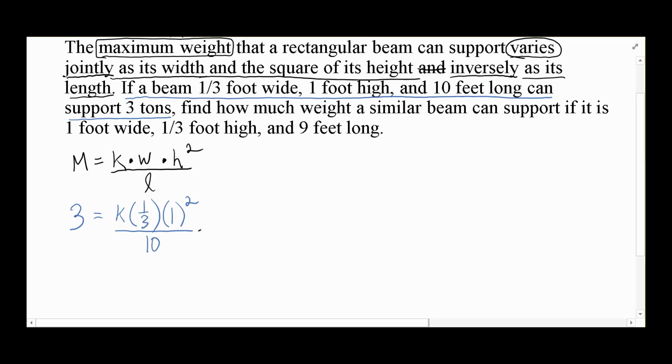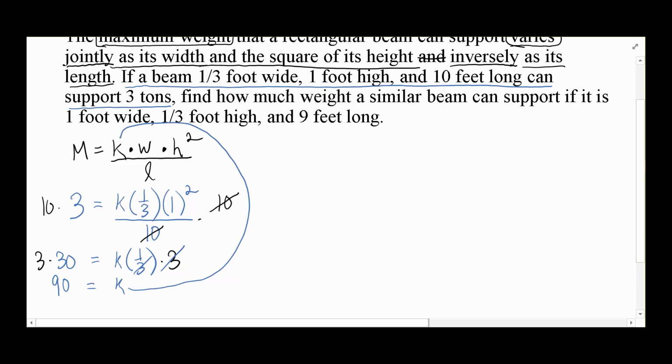Let's go ahead and just clear the fractions. Let's multiply both sides by 10. That gets us 30 on the left and 1/3 there on the right. And of course the 1 squared is just 1. Then we can clear fractions again. Multiply both sides by 3. We get 90 equals K because the 3's divide out. And now we have our value for K.